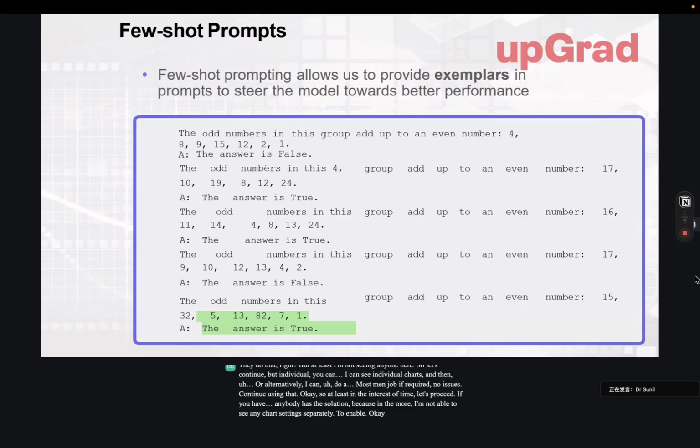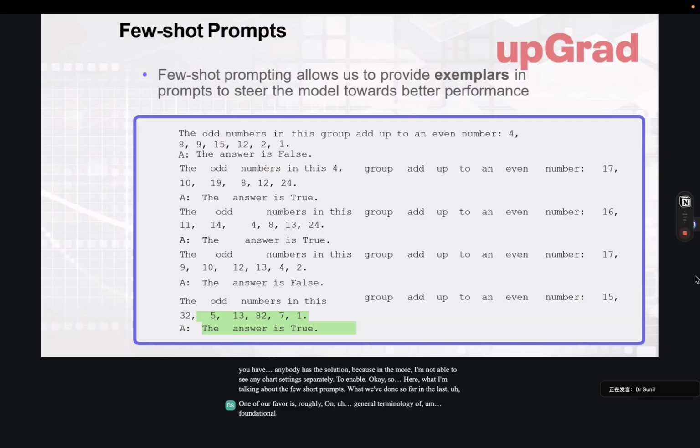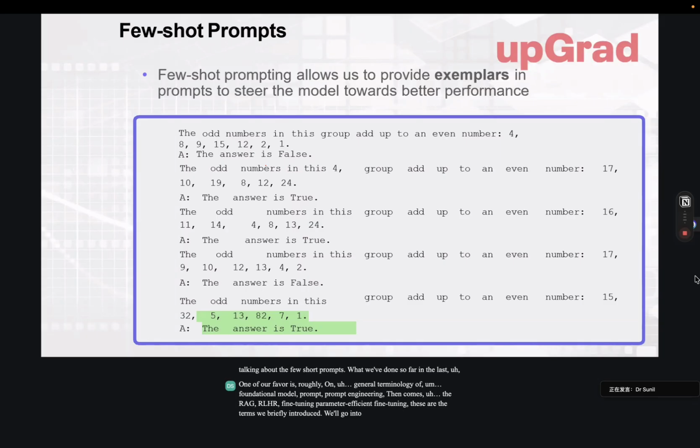Okay, so here I'm talking about few-shot prompts. What we have done so far in the last 1.5 hours is roughly the general terminology of foundational model, prompt engineering, then the RAG, RLHF, fine tuning, and parameter efficient fine tuning. These are the terms we briefly introduced, and we'll go into the details. On top of it, we went into prompt engineering.